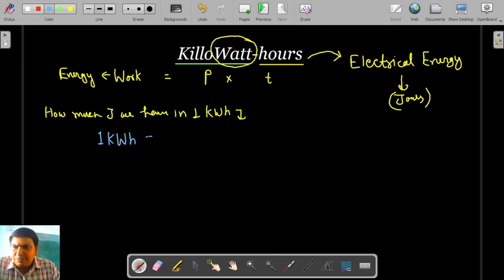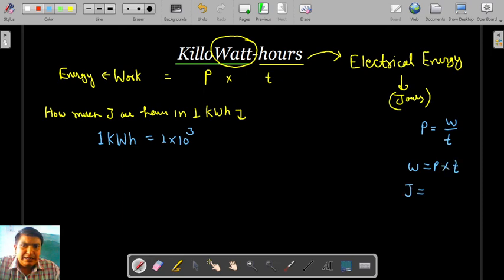Firstly we should convert kilowatt into watt, as we know that kilo means 1000. So to convert kilowatt into watt, we multiply 1 by 1000, that is 10 to power 3. Now hours into seconds. What was our formula for power? Power equals work done upon time, which means work done equals power into time. So if we want joules, we have to convert power into watt and time into seconds, and watt second is called joule.